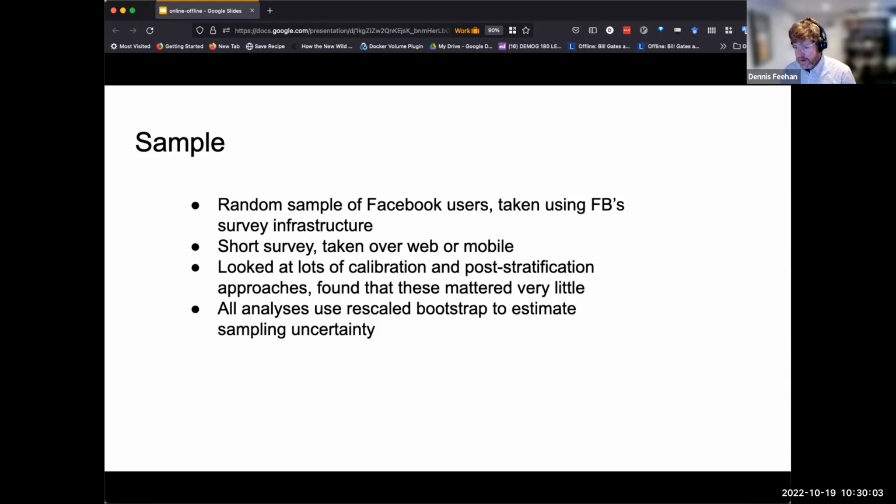This was a very short survey, and it could be taken over web or mobile. I spent a lot of time developing weights, calibrating, post-stratifying, et cetera. In the end of the day, these approaches really didn't matter to the estimates very much because we have what seems to be a pretty representative sample of Facebook users in these countries. And you'll see in some estimates confidence intervals, and those are capturing the sampling uncertainty.